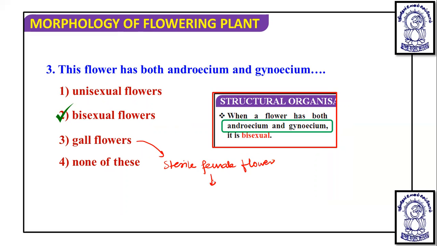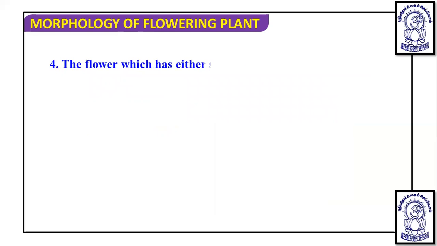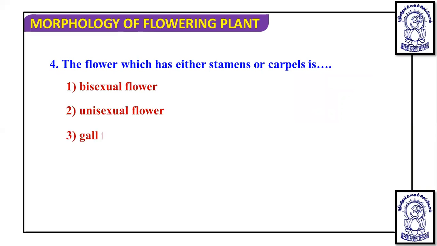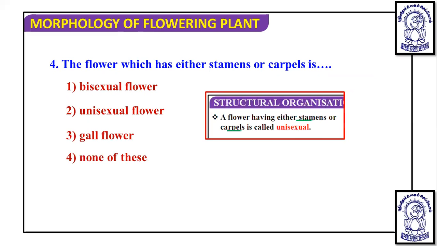But this sterile unisexual female flower is found in hypanthodium inflorescence. Okay, so that is the thing. Now, the flower which has either stamen or carpel, if any one of them is present, then it should be considered as a unisexual flower.